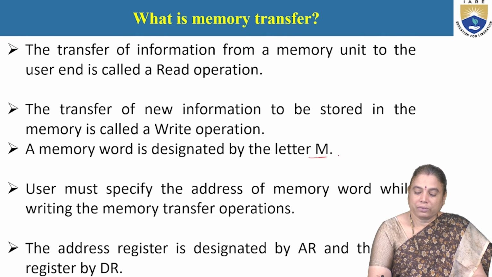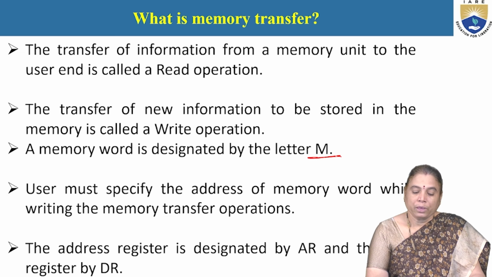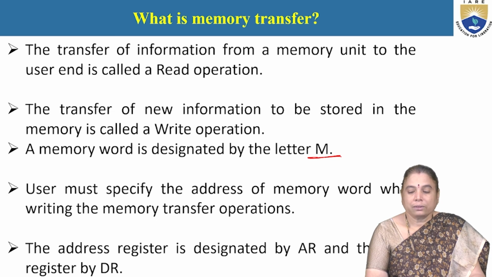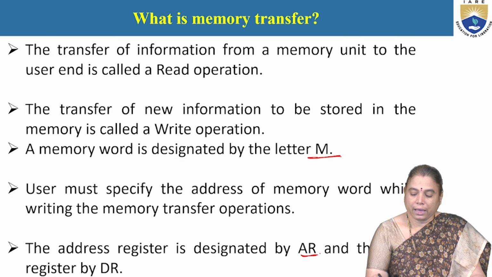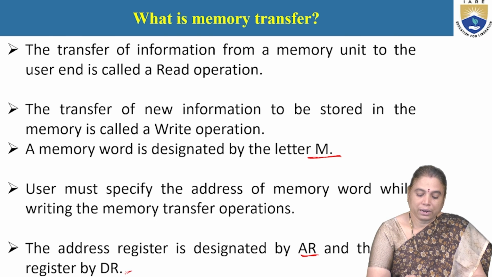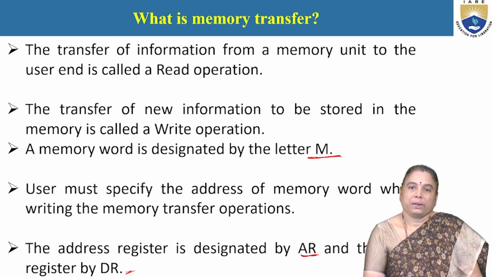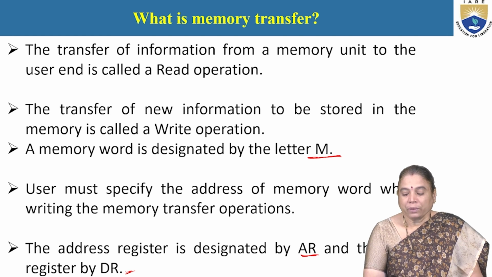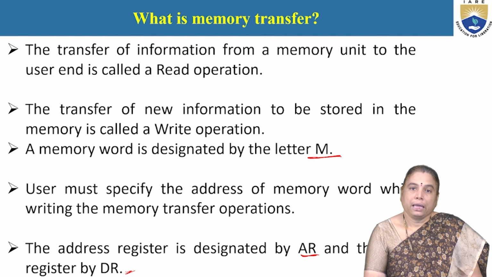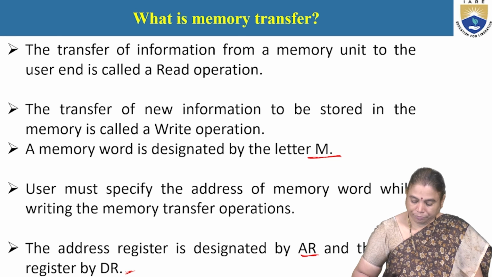The memory word is designated with the capital letter M. The user must specify the address of the memory word while writing the memory transfer operation. The address register is designated with AR and the data register is designated with DR. So with the help of two registers, the read and write operation can be performed on the memory. The registers involved are AR, the address register, which holds the address of the memory location, and DR, the data register, which carries the data to be written to or read from the memory.